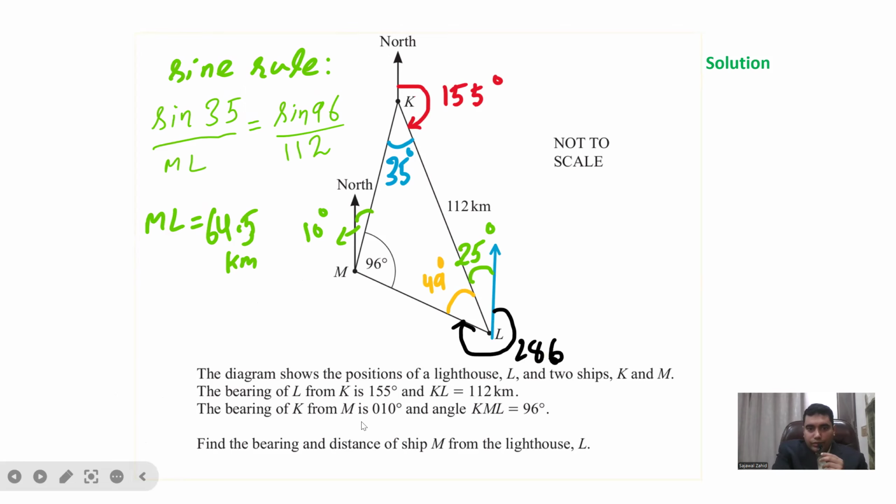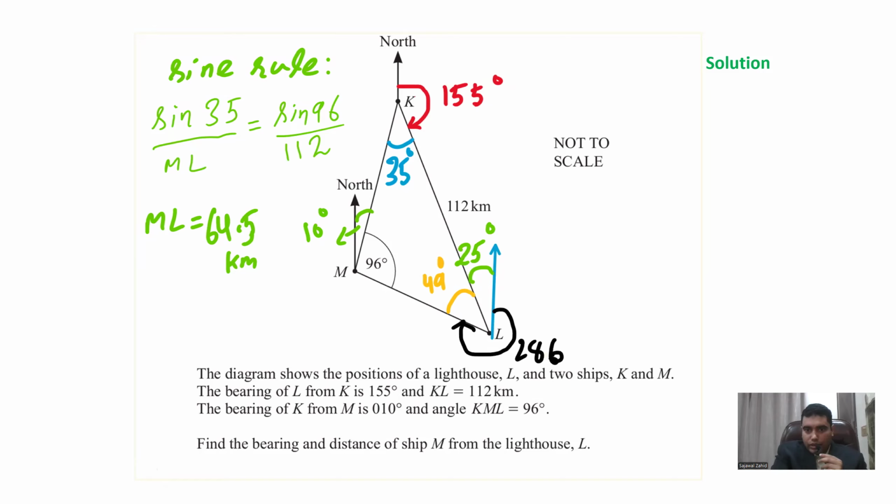The bearing of K from M is 10 degrees. K from M. So the north, this time, what we should be looking at is the north on point M. And when you go clockwise, that small angle in green color that I showed is 10 degrees. I just labeled it 10, although in bearing it is 010. See, they are following the convention, 3 digits. Any question in labeling or seeing the bearing on the diagram?